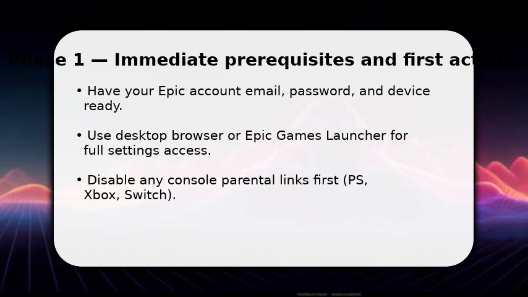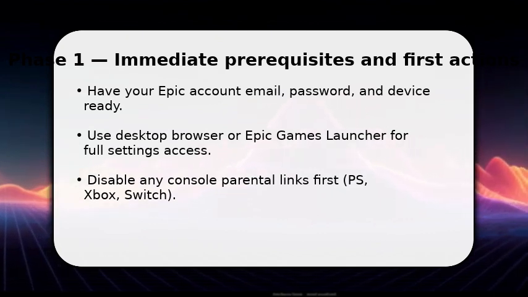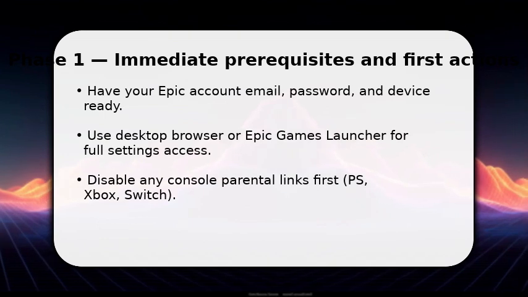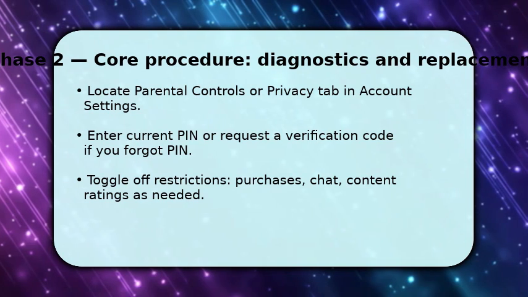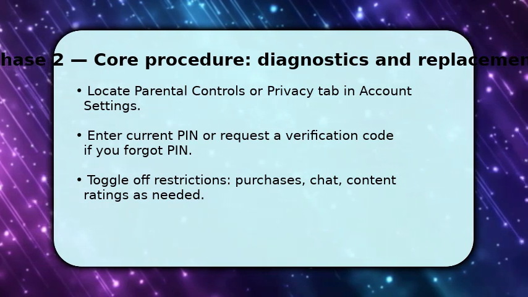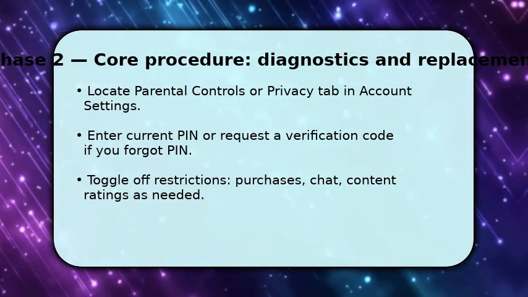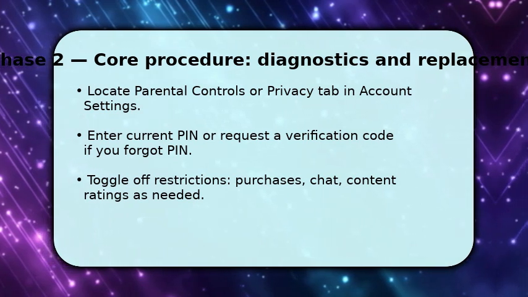Now open account settings, then privacy or parental controls. You're ready for the first actionable change. You'll find the parental controls area under account settings. Once there, choose parental controls or privacy depending on your interface. Enter the current PIN to unlock controls.